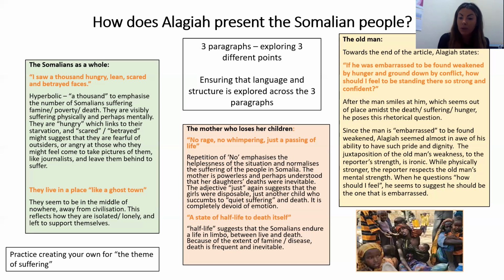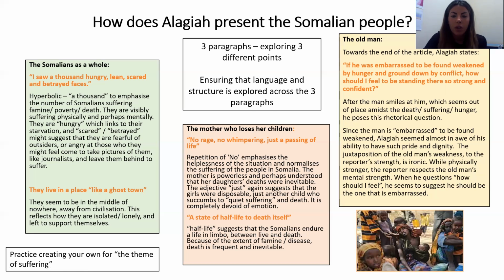Since the man is embarrassed to be found in such a weakened state, the author almost seems in awe of his ability to have such pride and dignity, despite the living conditions that he faces. The juxtaposition of the old man's weakness to the reporter's strength is ironic though. If you think physically, the reporter is stronger. The reporter seems to be suggesting that the old man, despite being physically weak, is perhaps mentally stronger. When he questions, "how should I feel?" he seems to suggest that he should be the one embarrassed by standing there and taking these pictures when he's fit and healthy.